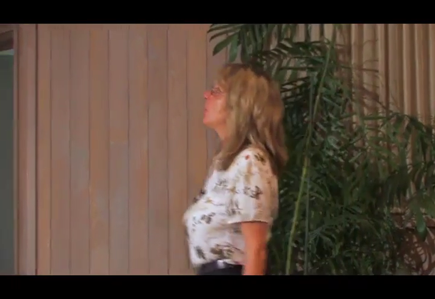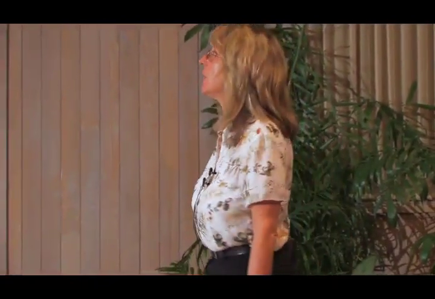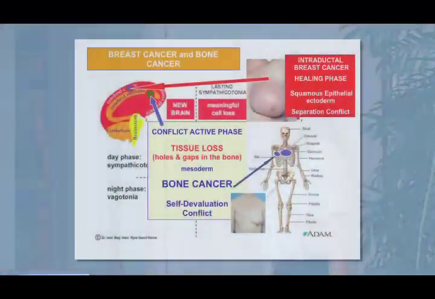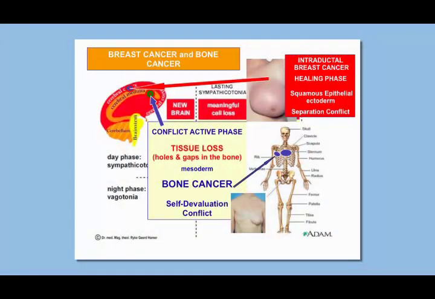And the same applies to bone cancer. Okay? Bone cancer is the most frequent secondary cancer after lung cancer. So let's see what happens. The bones are controlled from the cerebral medulla, up here. They are of mesodermal origin. And the conflict is a self-devaluation conflict. So you can imagine, if a woman gets a breast cancer diagnosis, she can truly have a self-devaluation conflict. A self-devaluation conflict means now I'm useless at this site, at this area.